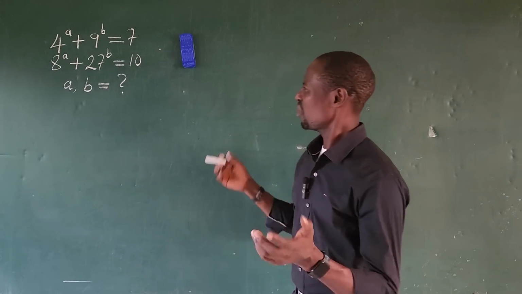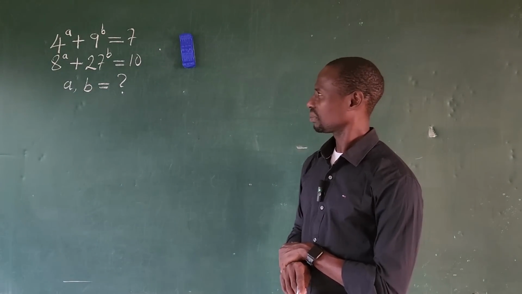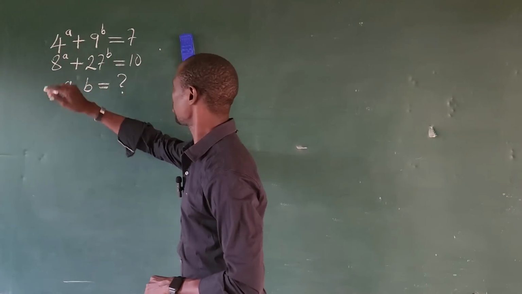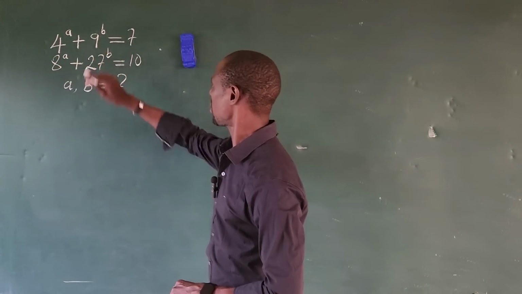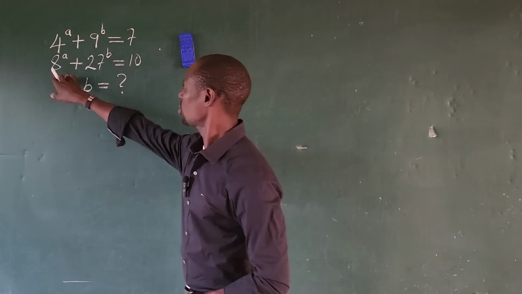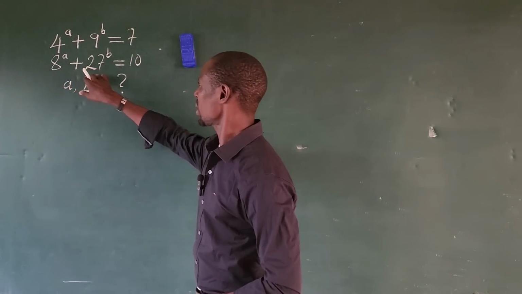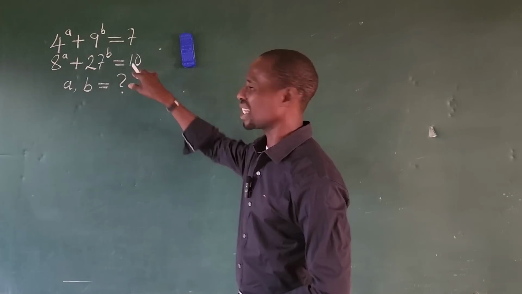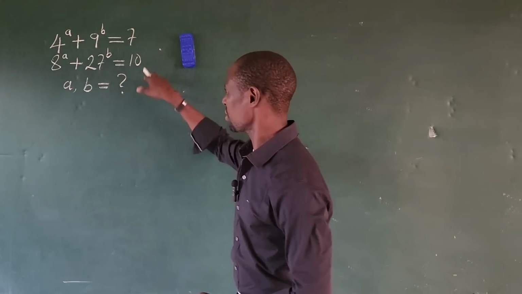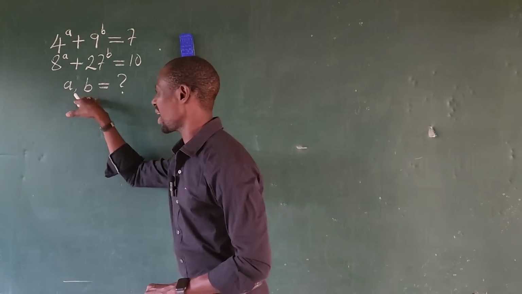Here we have a question. The question is 4 to the power of a plus 9 to the power of b equal to 7, and 8 to the power of a plus 27 to the power of b equal to 10. So we have two equations here and we are asked to find a and b.